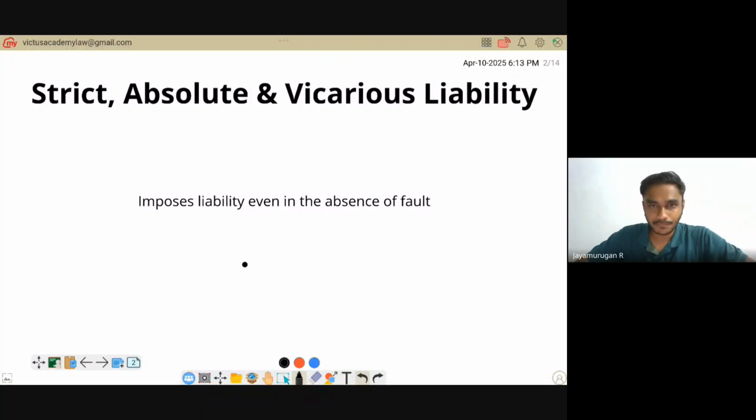Good morning, students. Today, we're going to see yet another important topic under tort law, which is the various kinds of liabilities. So, before looking into that, let's see what a liability is in the first place.